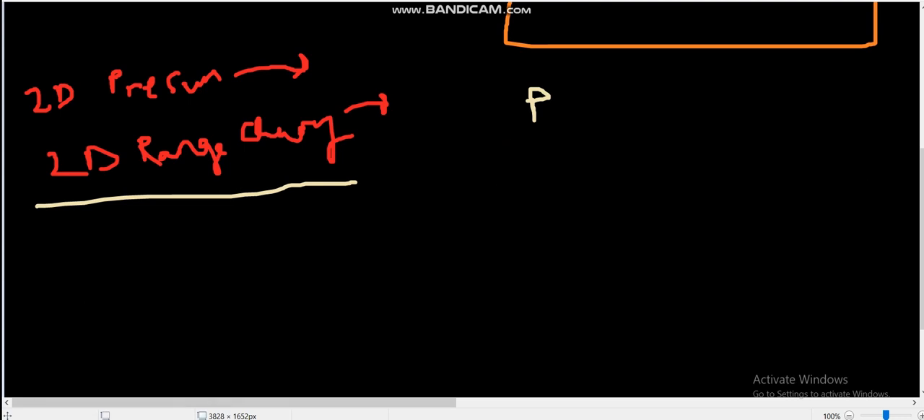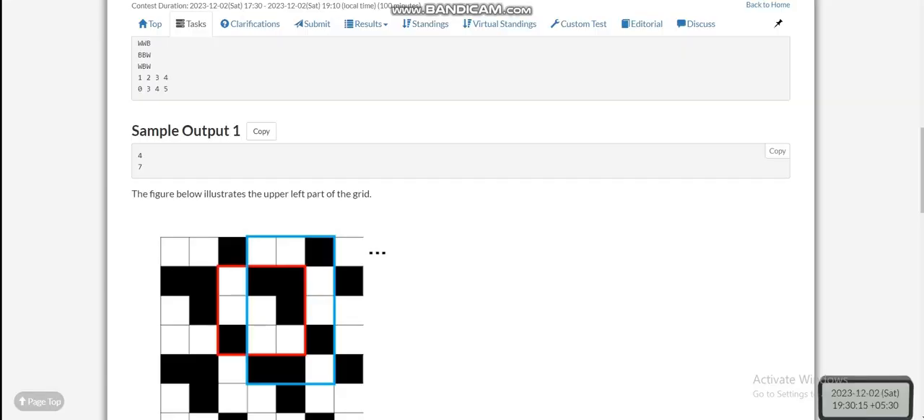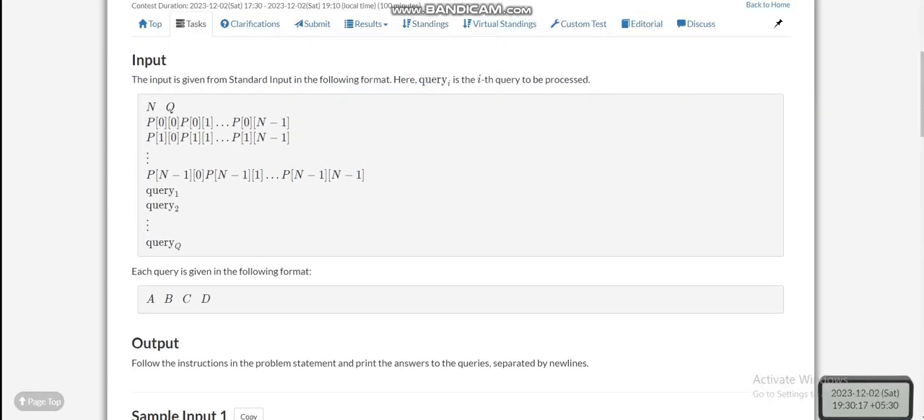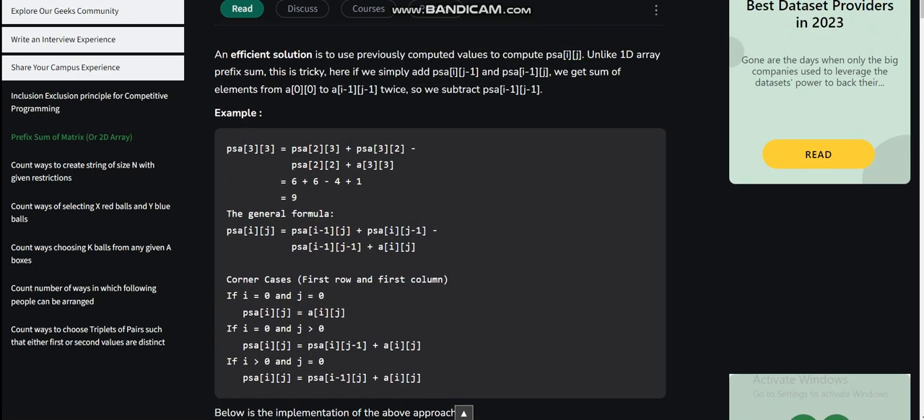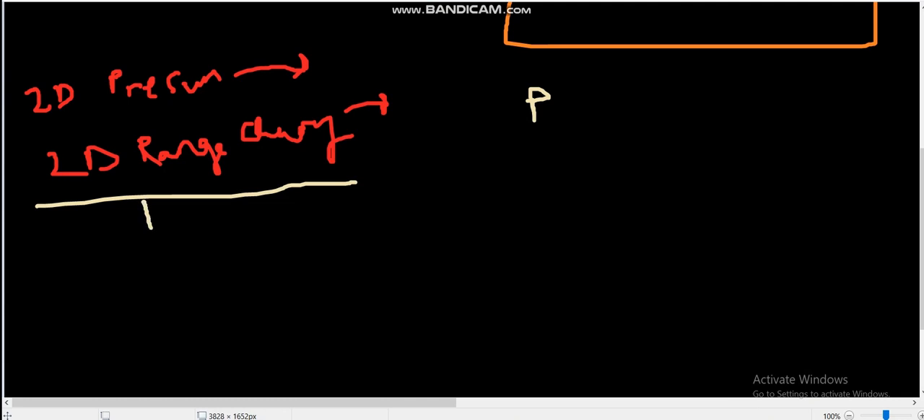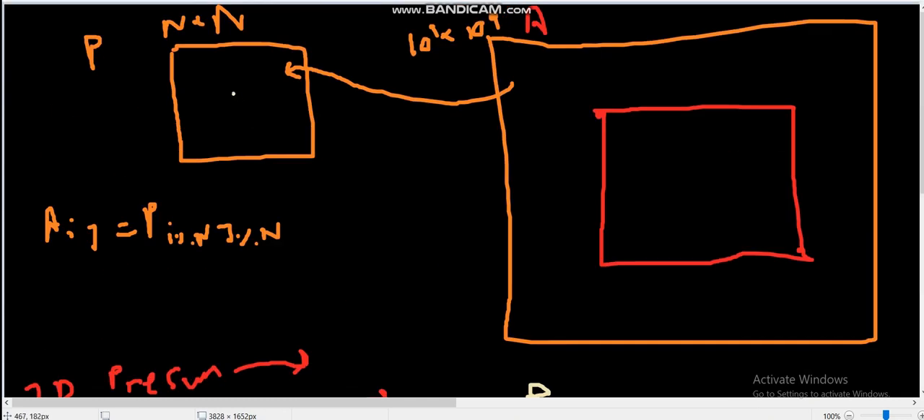First, I will not explain the derivation of the 2D prefix sum formula, but I will share the link. Here you can see the formula for prefix sum. This is nothing but prefix[i-1][j] plus prefix[i][j-1] minus prefix[i-1][j-1] plus a[i][j]. You can see how the formula comes. Now I will try to explain how 2D range query works. Let's say we are given some points a, b, c, d in P, how can we find the total sum for this rectangle?